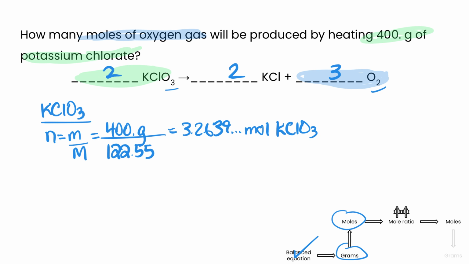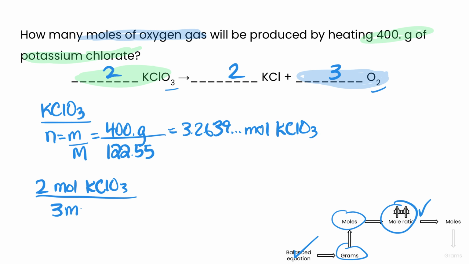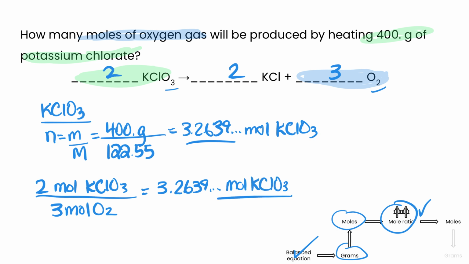Now, we want to set up our mole ratio to find the number of moles of our unknown substance. So taking from our balanced chemical equation, we know 2 moles of KClO3 reacts to produce 3 moles of O2. And then we calculated 3.2639 moles of KClO3. And we're trying to find our moles of oxygen.